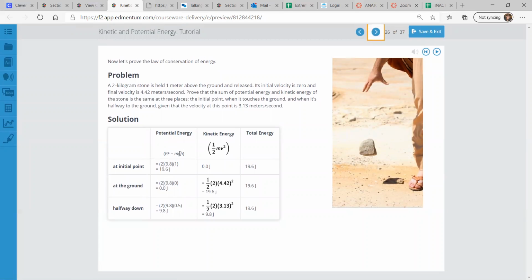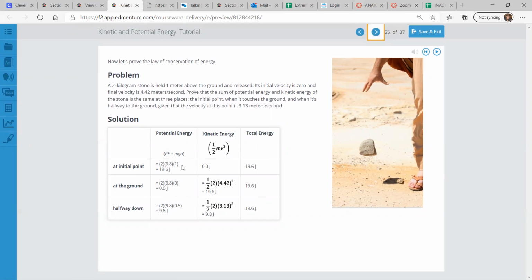This is the equation for potential energy, mgh. The kinetic energy is 1/2 mass times velocity squared. And the total energy is the sum. You're just adding the potential energy and kinetic energy at any point along the problem.